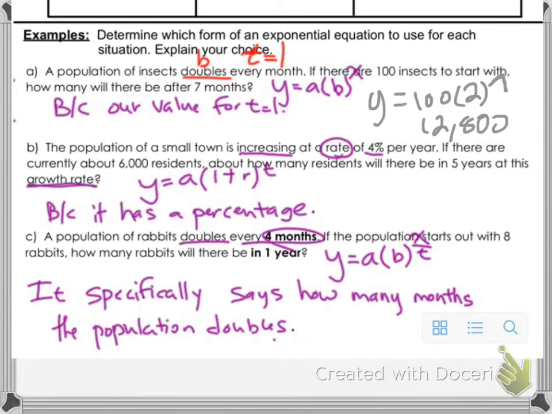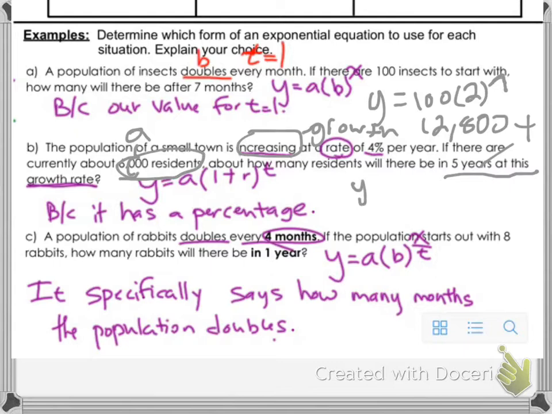Alright, a population of a small town increases by a rate of 4% per year. We know our rate is 4% per year. We have a percentage, so we should automatically know, and it says increases, so you know that's growth. Alright, if there are currently 6,000 people in residence, so we know this right here is our A. About how many residents will there be in 5 years? So we got our T right here.